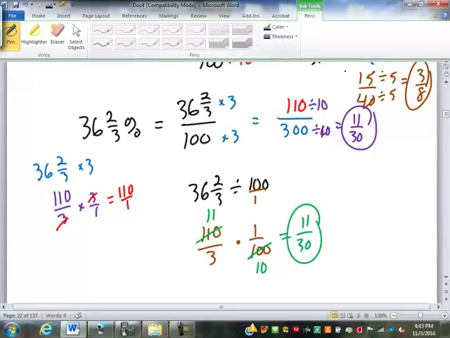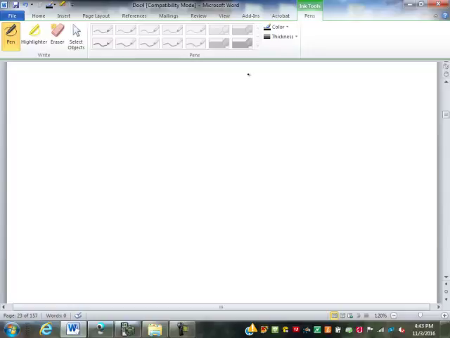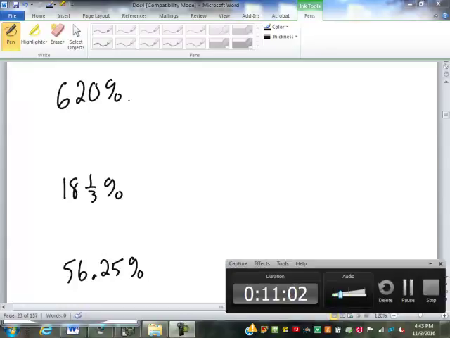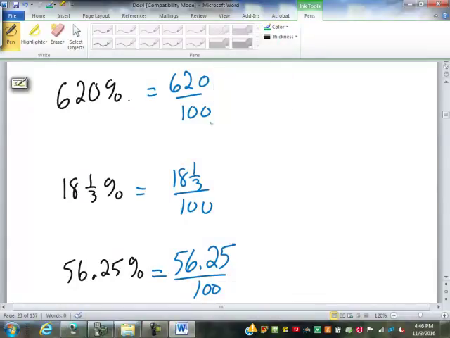What do you think? I want you guys to try 3 of these. 620%, 18 1/3%, 56.25%. Convert each of those into fractions in lowest terms. So each of these will go over 100.